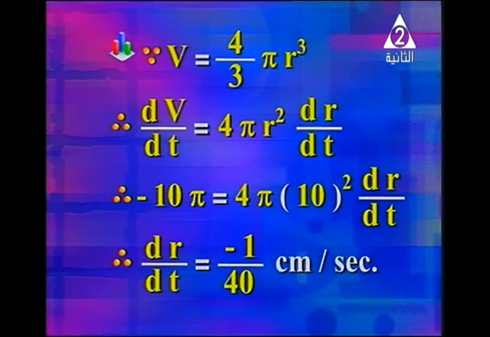The volume of a sphere is 4/3 pi r^3. Find the derivative of volume with respect to time t. The answer is 4 pi r^2 dr/dt. By substitution, dV/dt = -10 pi and radius equals 10, to find the value of dr/dt = -1/40 cm per second.